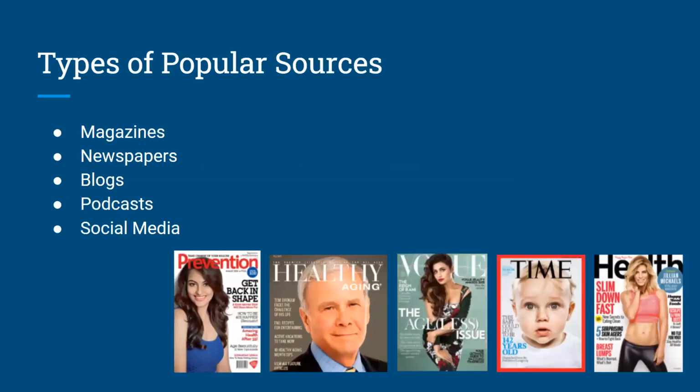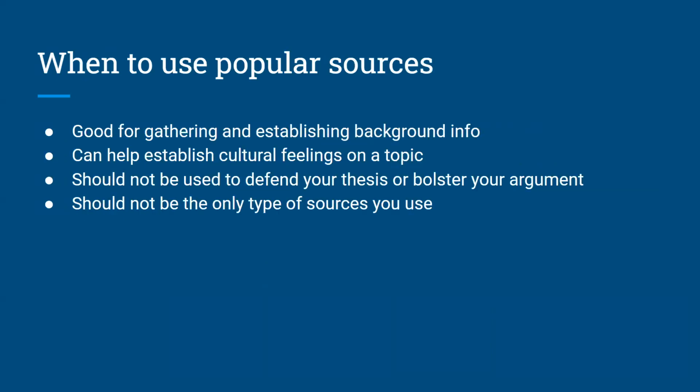Some different types of popular sources are magazines, newspapers, blogs, podcasts, and social media. And popular sources can be useful, but they should be used sparingly. They can be good to help gather and establish background information or a cultural feeling on the topic. However, they shouldn't be used to defend your thesis or bolster your argument, and they should not be the only type of source that you use.